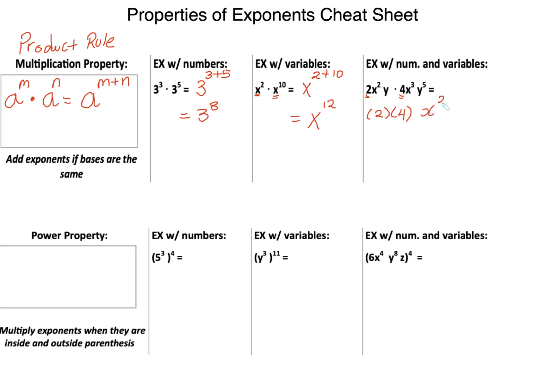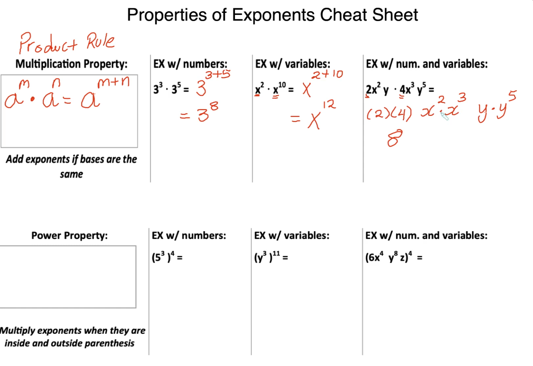The x squared is going to multiply the x to the third, and the y is going to multiply the y to the fifth. Now, because the 2 and the 4 are integers or numbers, they're going to actually multiply because that's what we do with numbers. We add them, subtract them, multiply them, or divide them, depending on what operation we are asked to perform. Here it's multiplication. 2 times 4 is 8.